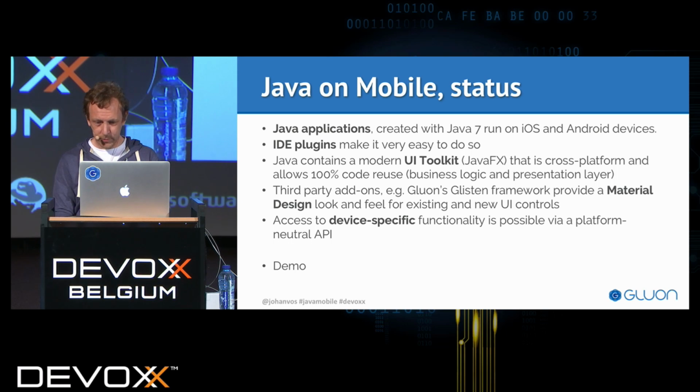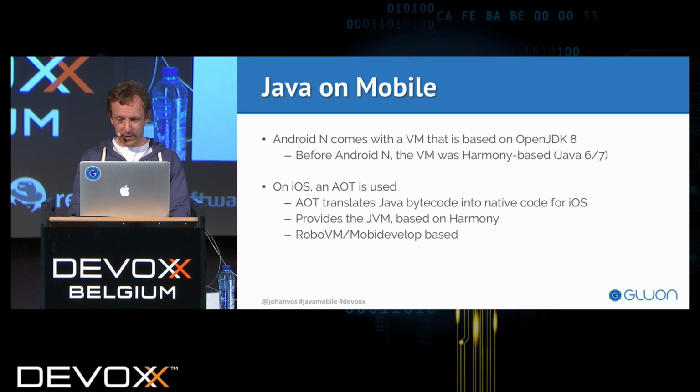Slide 17, I think. So that's the status of Java on mobile. We give the demo. Very briefly, what is the status of the Java virtual machine on mobile? Well, at this moment on Android, we have JavaFX/ART, which is Java 6.7, based on the Harmony VM.